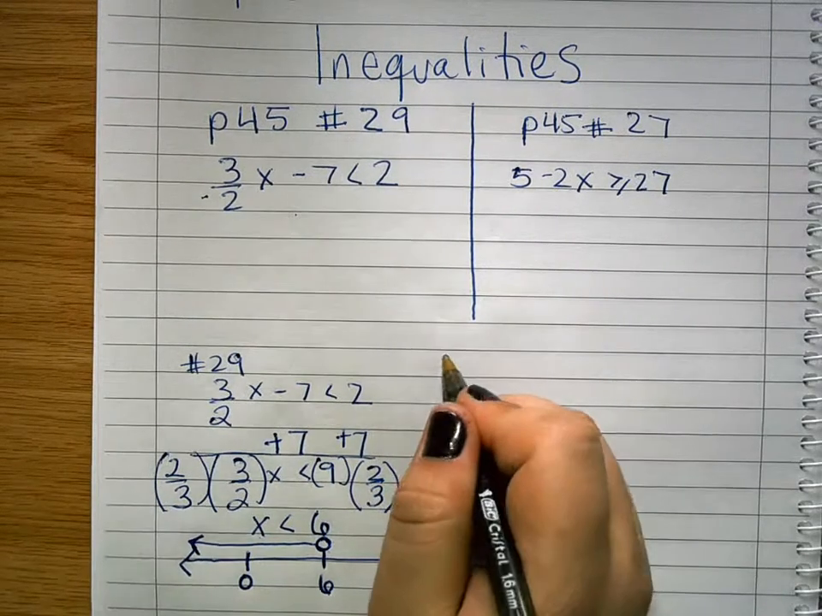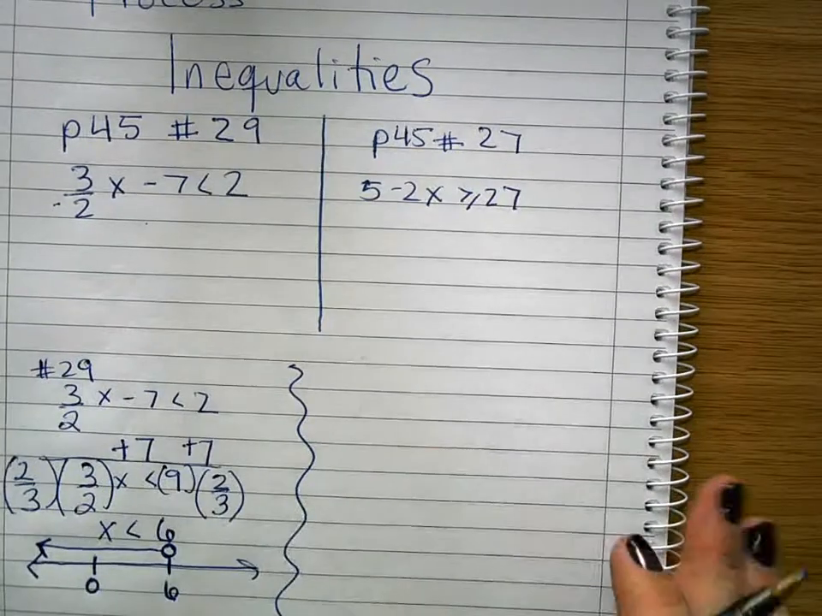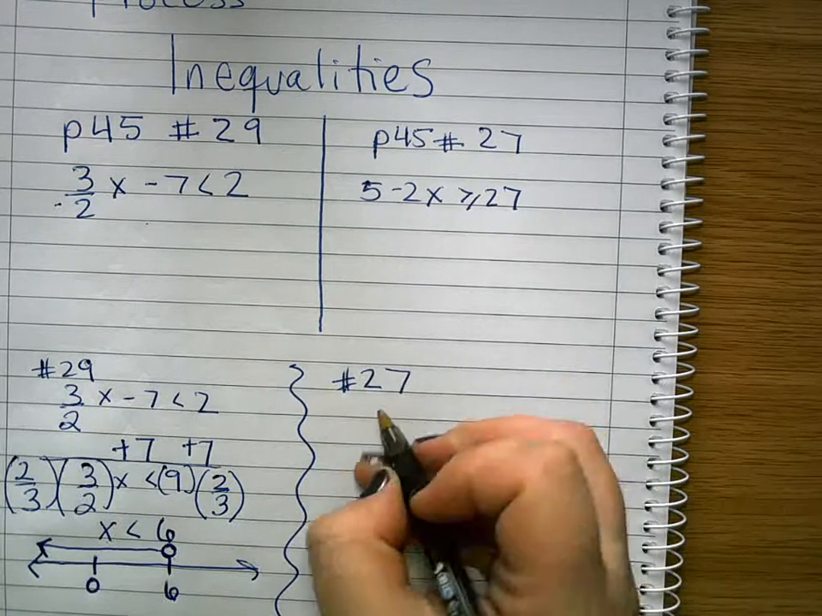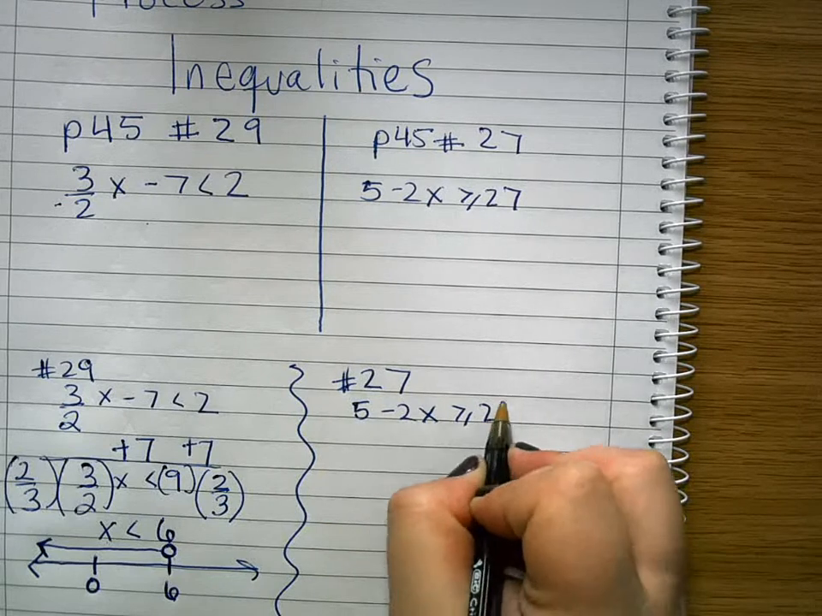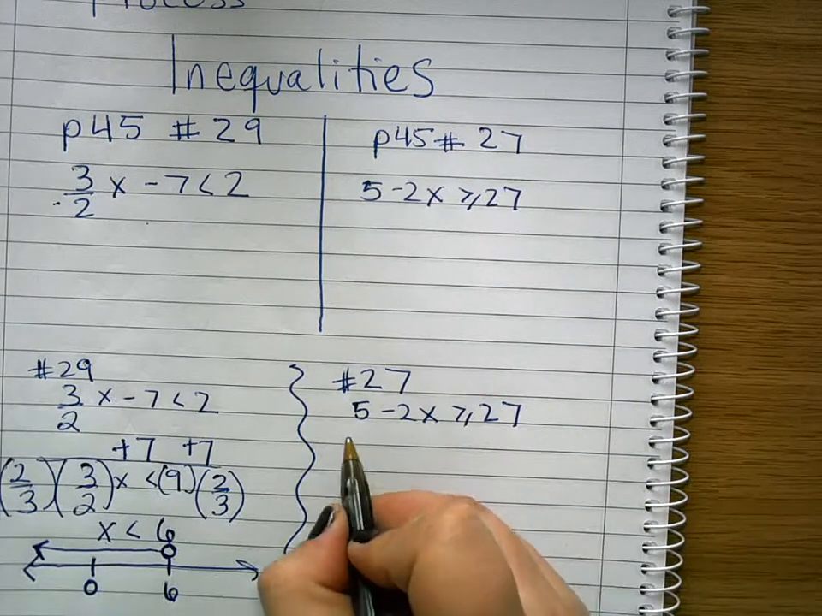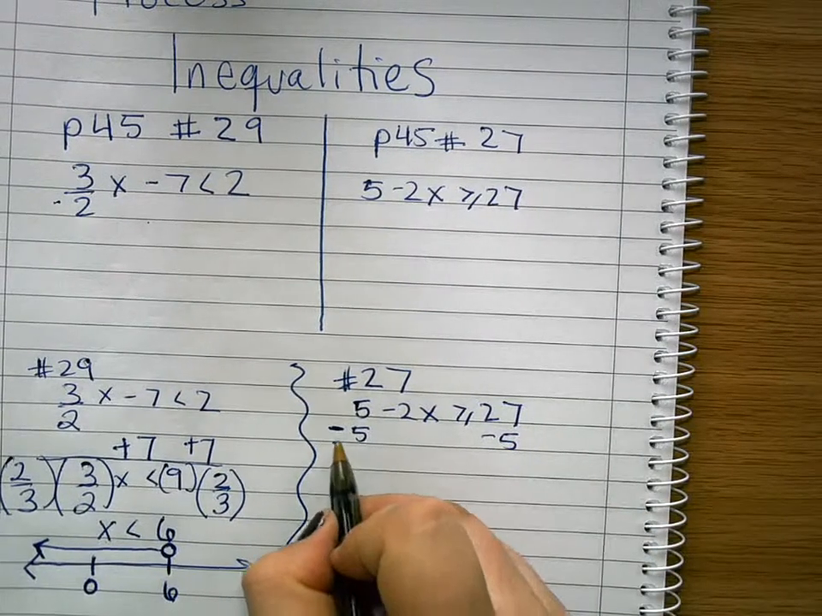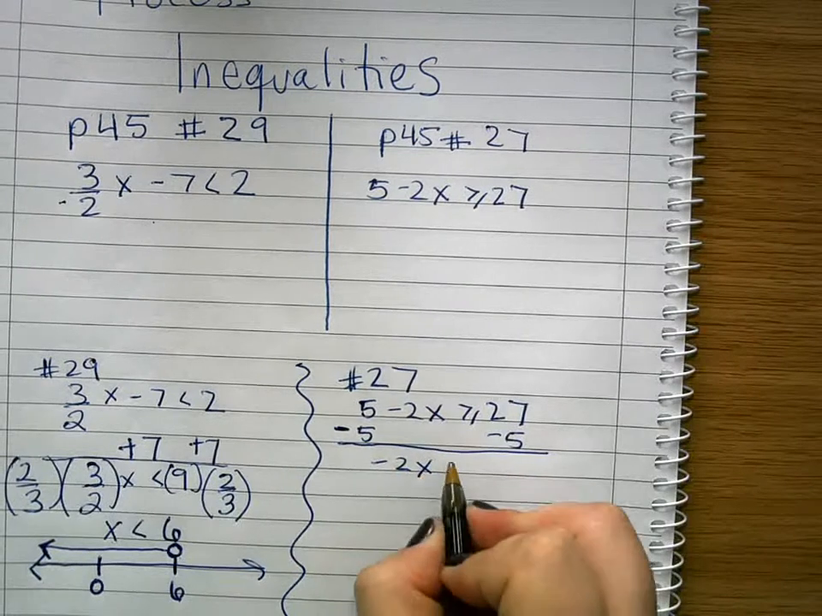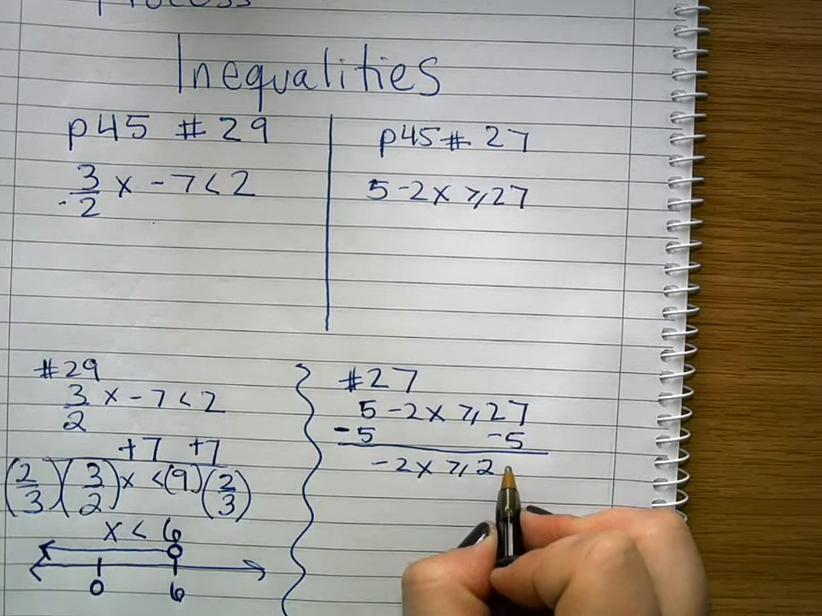All right, now let's look at number 27. Now, first step, subtract 5 on both sides, draw your line. Negative 2x is greater than or equal to 22.